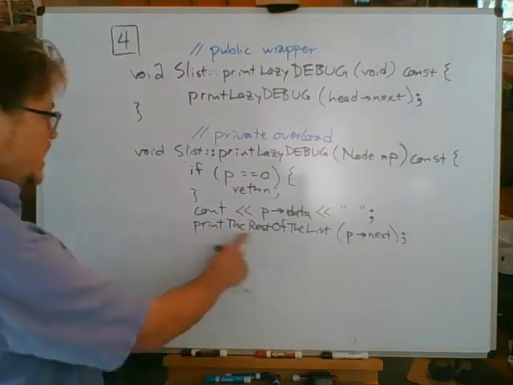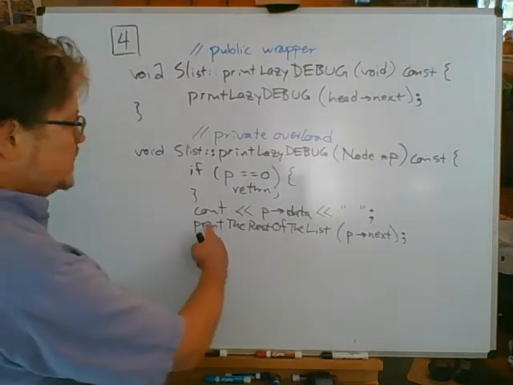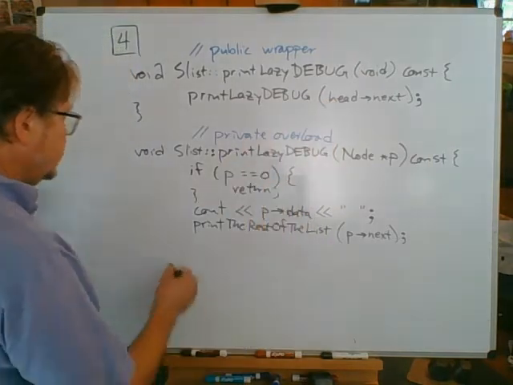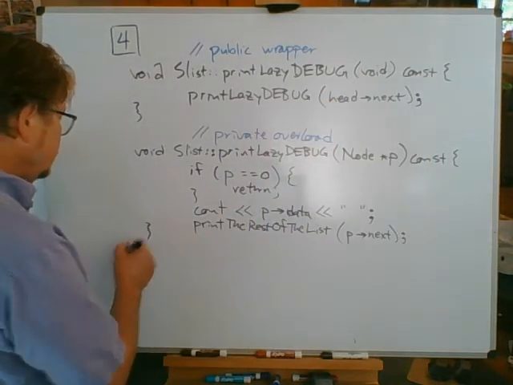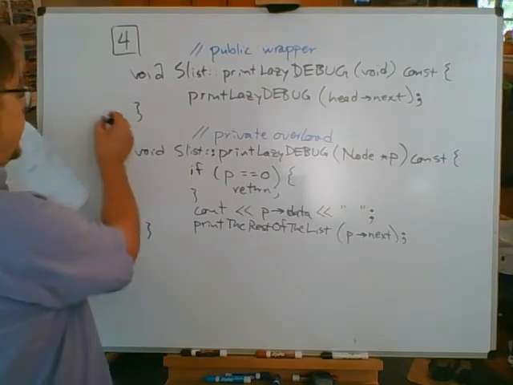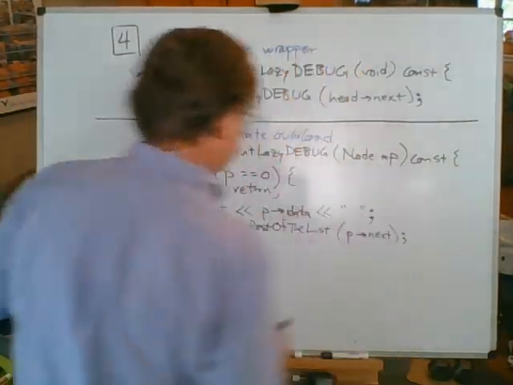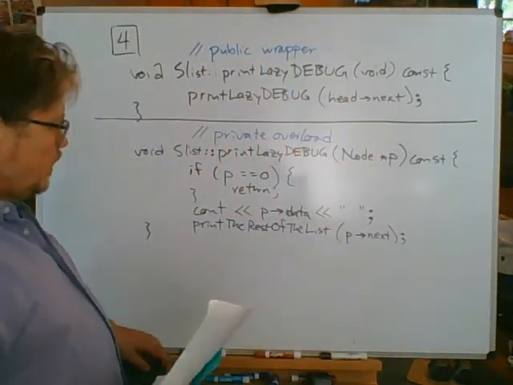So if that's successful at printing the rest of the list after the first data value, and I'll assume that it will be, then I'm done. Close curly bracket. We're done. Two separate functions. Now I wanted to go back and talk about these.